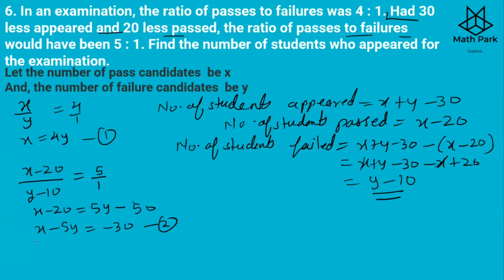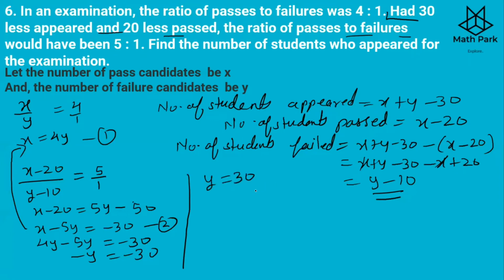So we get 4Y, putting the value of X from equation 1. So we get 4Y minus 5Y is equal to minus 30. 4Y minus 5Y, so minus Y is equal to minus 30. So this is how you get Y is equal to 30. Now we got the value of Y as 30.